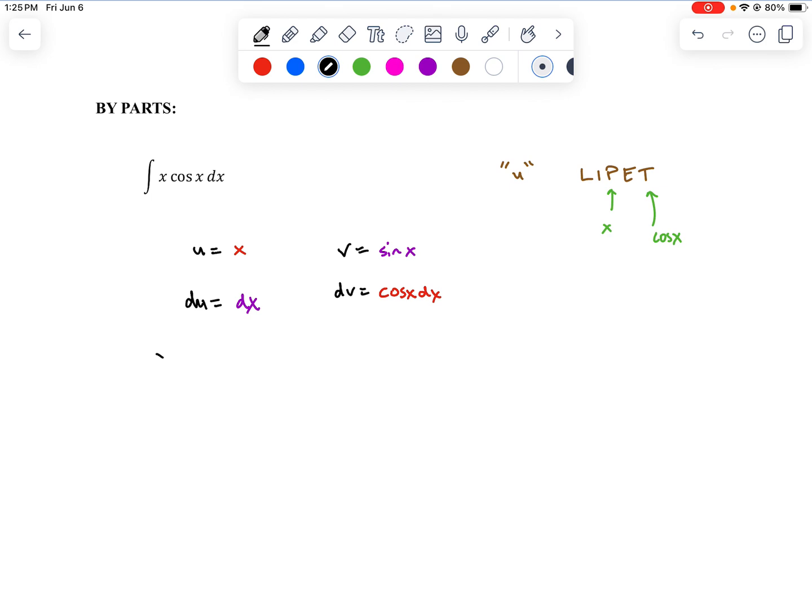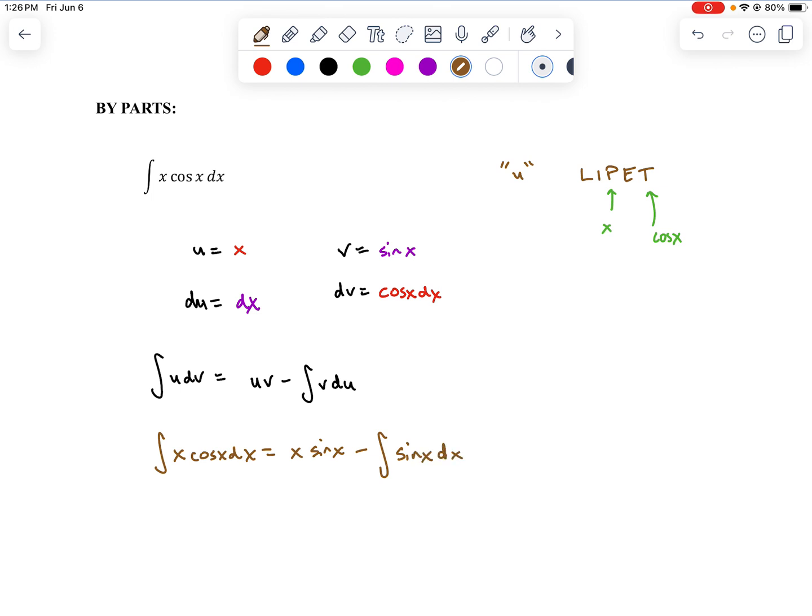Okay, the integration by parts formula starts with u dv, so that's what we have done already, is that we've assigned everything u and dv. And our equation becomes uv minus the integral of v du. So if we put all of these pieces together, in this case we have x cosine x dx. That is going to give us u, which is x, and v, which is sine of x, minus the integral of v, which is sine of x, and then du, which is just dx.